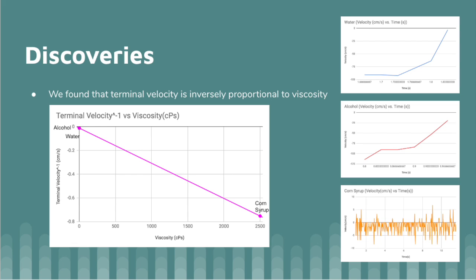We found that the terminal velocities were inversely proportional to the viscosity. This was found by using the constant velocities of each graph and discovering what terminal velocities they had. Then we did the inverse and plotted those against the viscosity. The alcohol and water were very close in their terminal velocities and their viscosities. The corn syrup, however, was much further away for viscosity and for its terminal velocity.